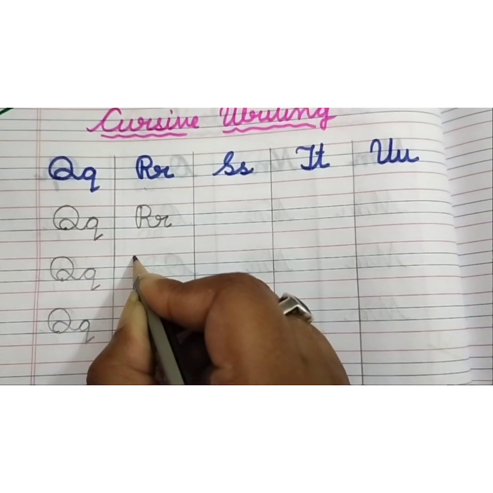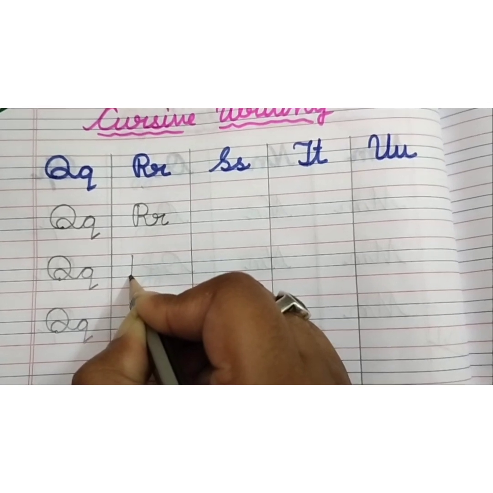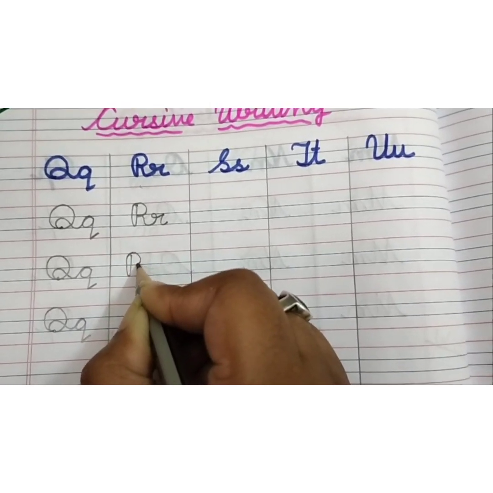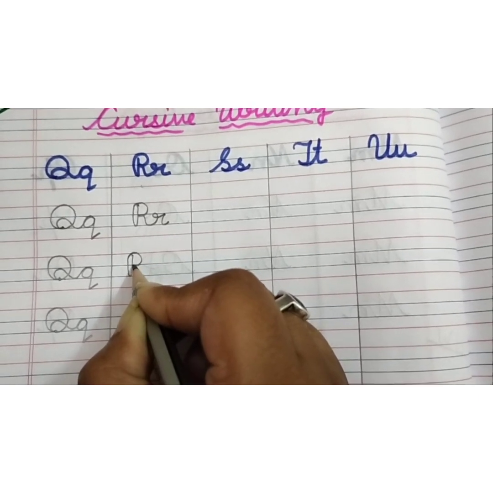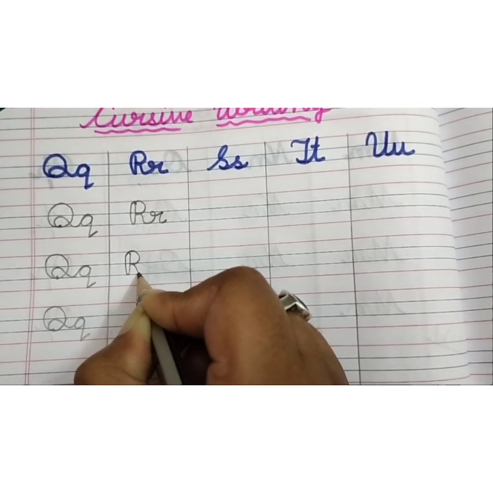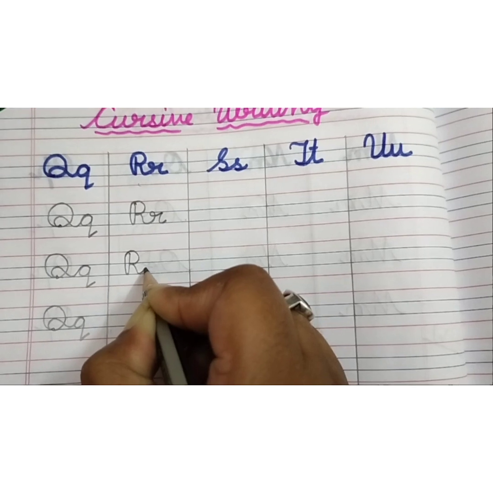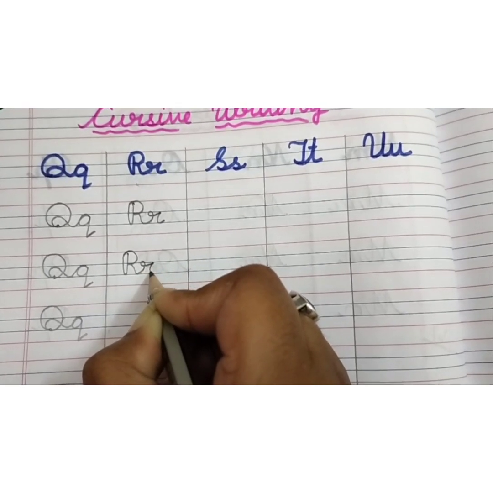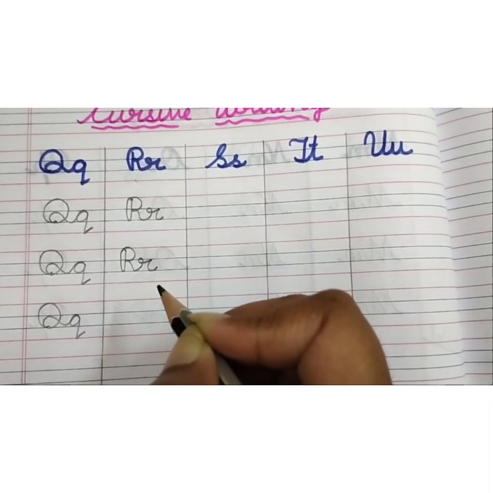Again I repeat, this is our starting point. From this red line, we will come down to the third line. Then again we will go up and touch the red line. We will make circle. Then again we will come down to this third line. And within these two blue lines, we will write small letter R.